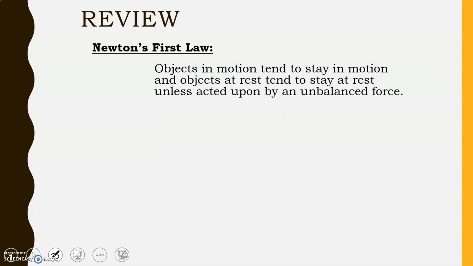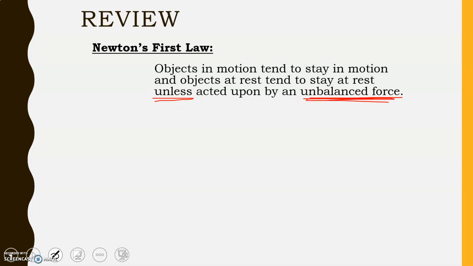All right, so let's review. Way back when we talked about Newton's first law, try to think about it and put it in your own words. It should be something similar to: objects in motion tend to stay in motion, objects at rest tend to stay at rest, unless some sort of unbalanced force acts on them.